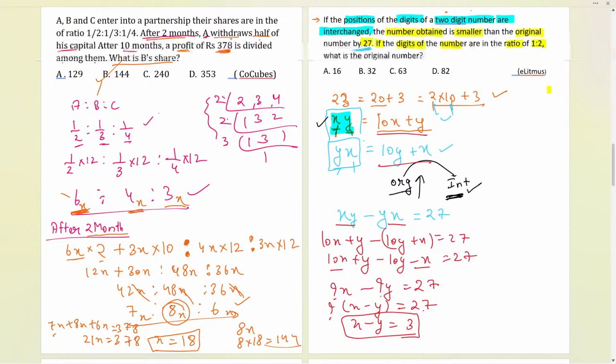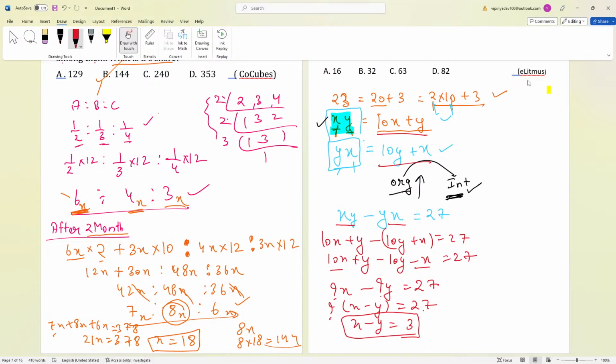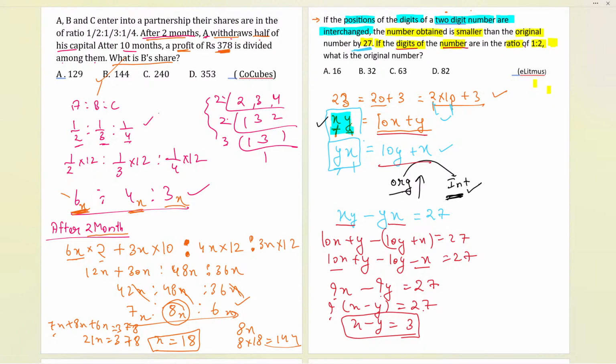For that, we have the digits of a number in the ratio of 1:2. In this line you can see that the digits in the number are in the ratio 1:2. The digits are x and y, so x and y are in the ratio 1:2. Cross multiply. If I cross multiply, let us take 2 on the other side.